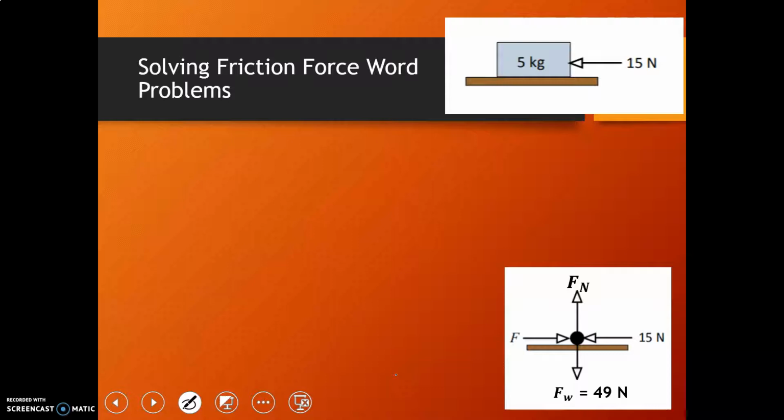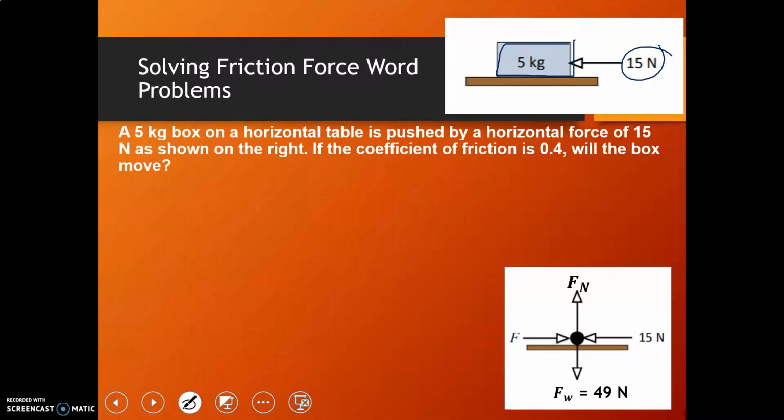We're going to solve the frictional force of this box with an applied force. As you can see, this box weighs 5 kilograms, and we are applying 15 newtons of force to try to move the box. So there's a 5 kilogram box on a horizontal table, and it's being pushed by a horizontal force of 15 newtons as shown on the right. If the coefficient of friction is 0.4, will the box move?